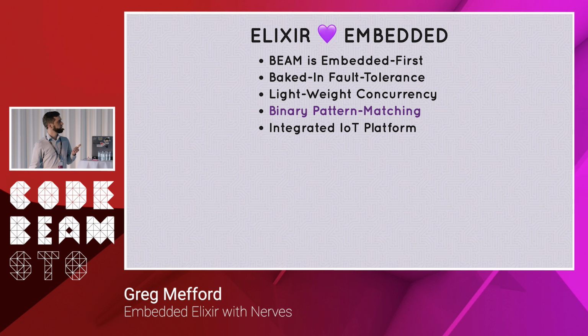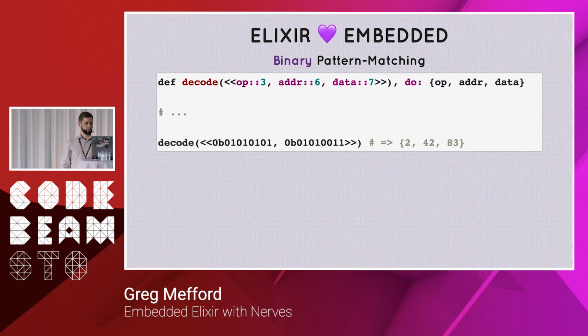So the next thing that I want to talk about real quickly with Elixir and also Erlang is this concept of binary pattern matching, which is important for embedded systems. In this contrived example, we're decoding something that has a 3-bit operation code, 6 bits of address data, and 7 bits of data into just this tuple there.